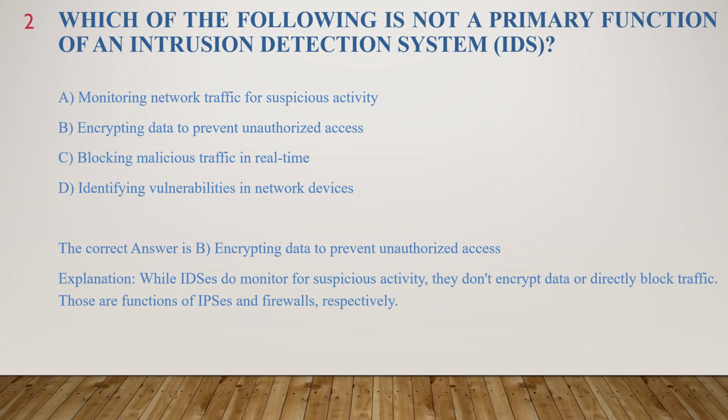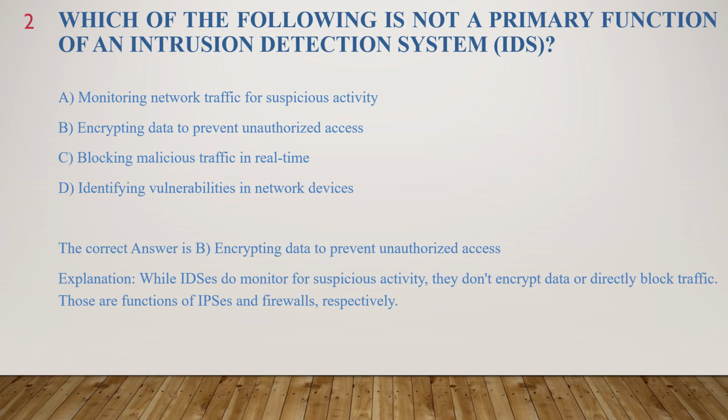is not. Here's a breakdown of each option. A. Monitoring network traffic for suspicious activity. This is a core function of an IDS. It analyzes network traffic for patterns and behaviors that deviate from normal activity, which could indicate a potential attack. B. Encrypting data to prevent unauthorized access. While encryption is crucial for data security, it's not directly related to intrusion detection. IDS focuses on detecting intrusions, not preventing them through encryption. Encryption is a separate data security measure.